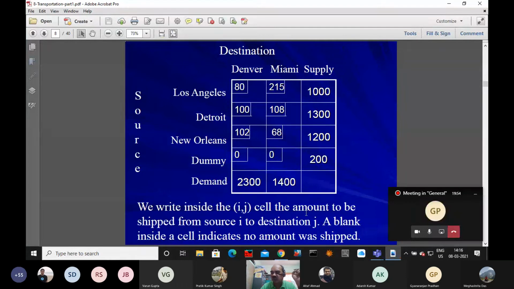So this 3500 plus 200, that is 3700, and this 2300 plus 1400, that is 3700. So this problem is becoming balanced. The balanced problem we can solve. If the dummy source is not there, then the problem is unbalanced. We cannot solve it. We have to make it balanced first. Okay.